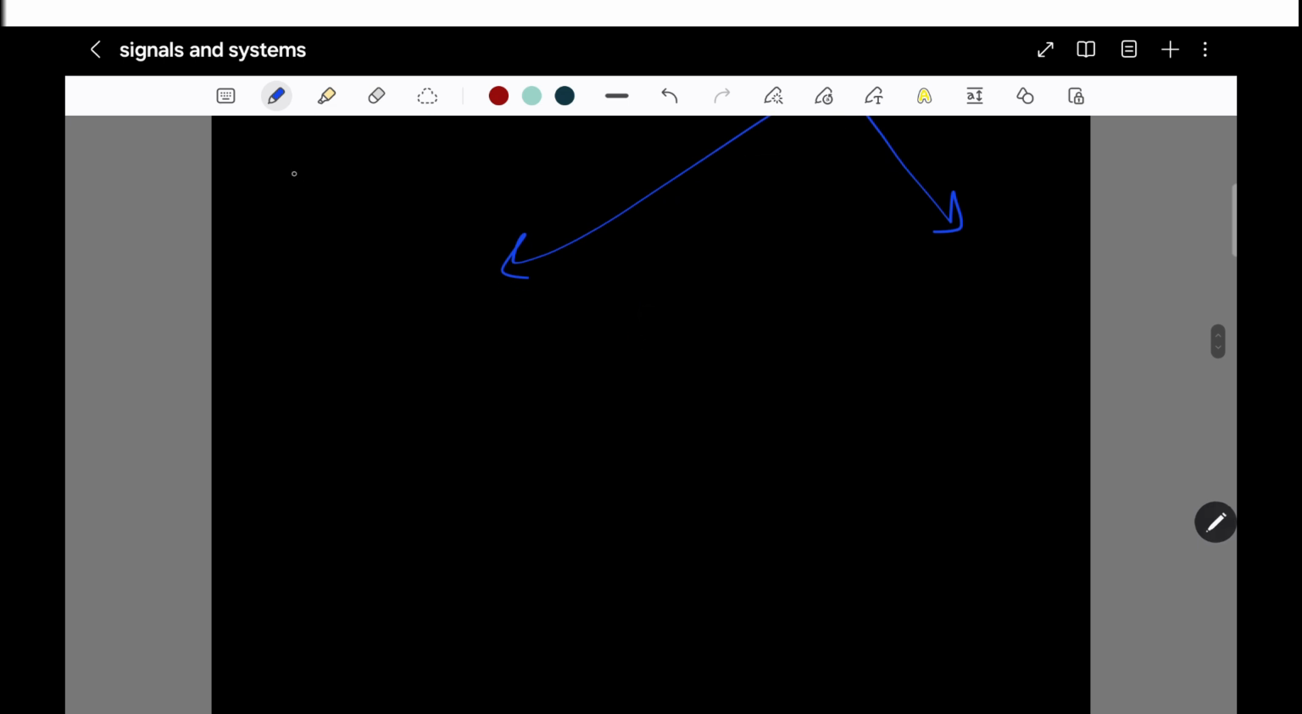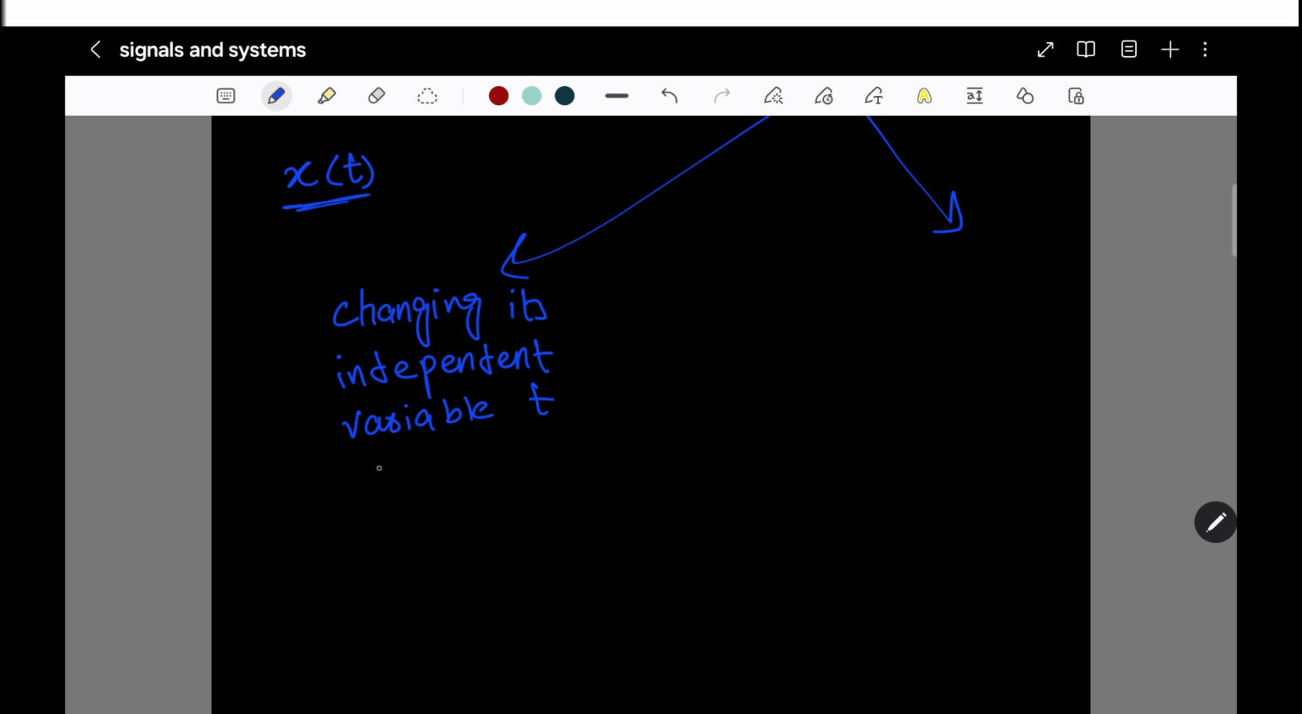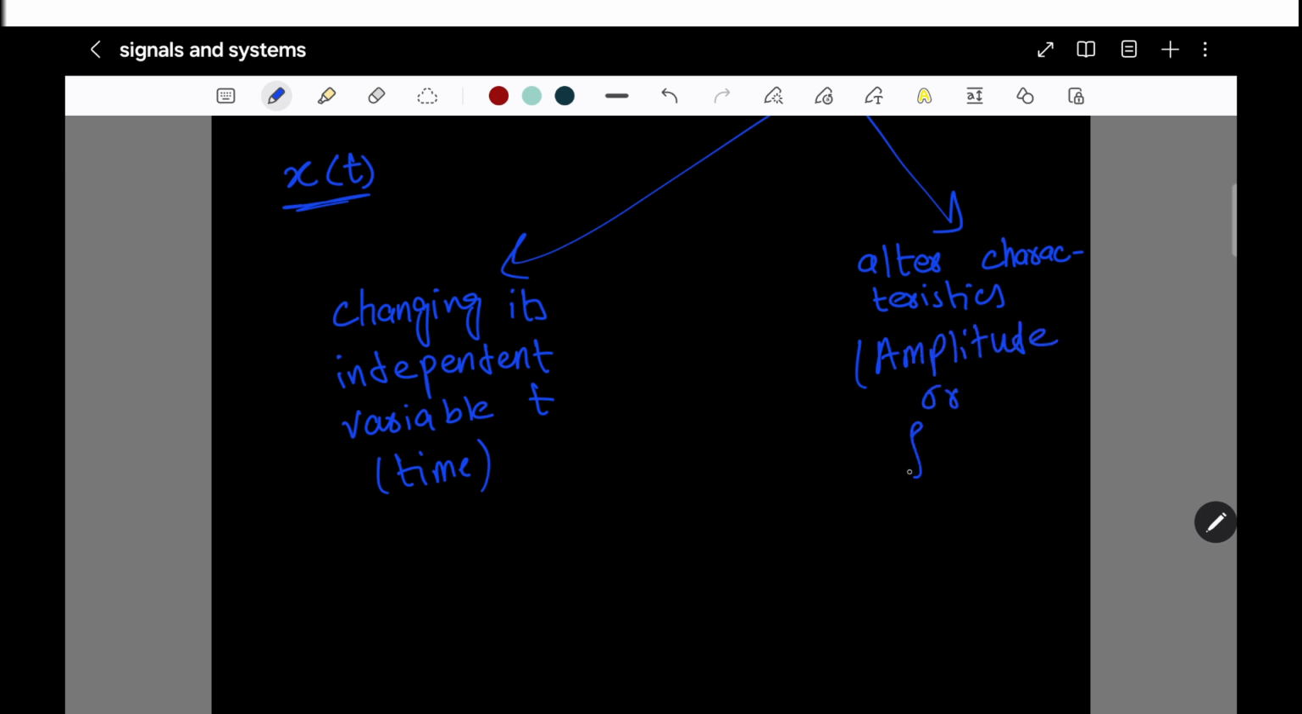There are two types of modifications because we have a signal x of t. One type of modification is changing its independent variable t, which is time. Another one is you alter the characteristics of the signal, like the amplitude or the frequency.